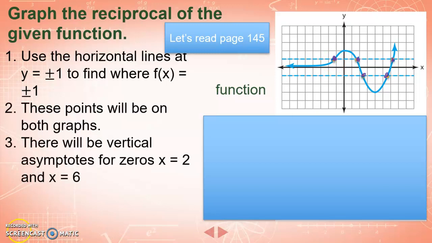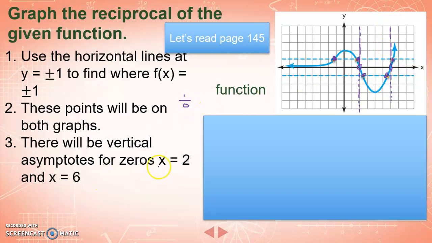The next thing that we're going to do is look for our vertical asymptotes, where our zeros are. Now, in our original function, our zeros are right here at x equals 2 and x equals 6. And where we have zeros in our function, if we do the reciprocal of that, we now have 1 over 0, which is undefined. So where we have zeros on our original function, on our reciprocal function, that's where our vertical asymptotes are going to be. So I'm going to go ahead and draw a vertical asymptote here. And where's my other one? Right here at x equals 2 and x equals 6.